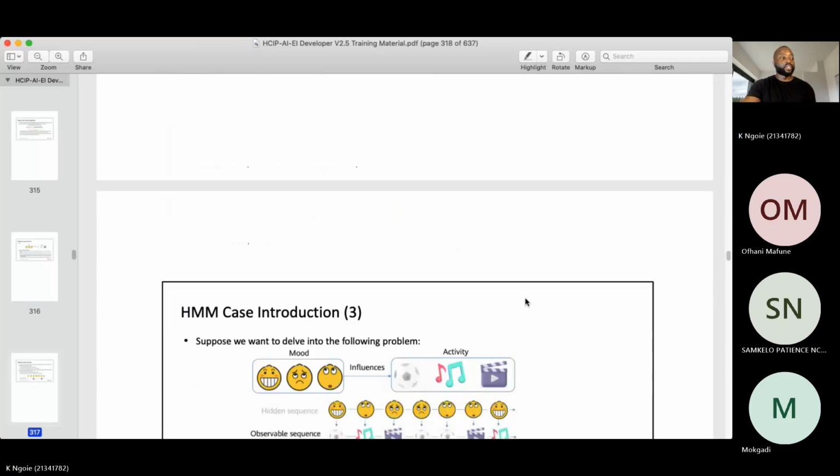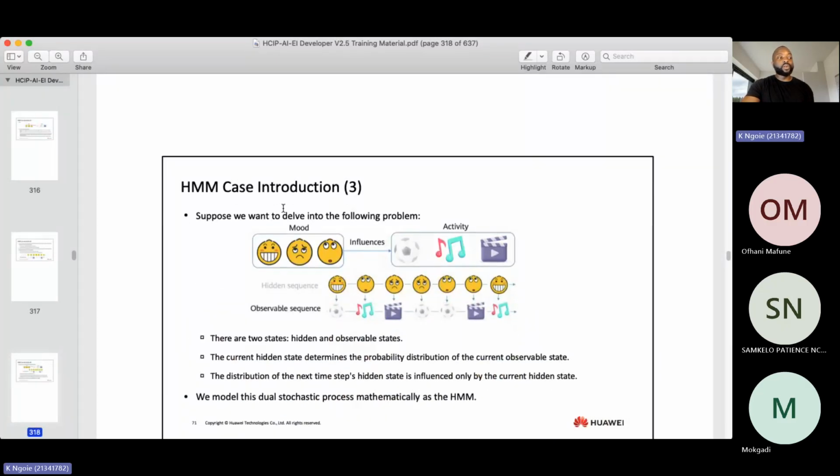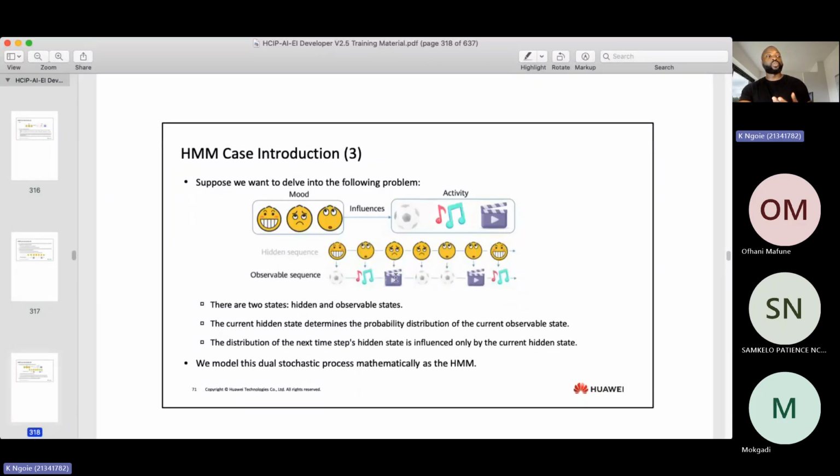All right, so suppose we look at this problem. Now we're going to have this sequence that is going to happen there. So there will be 2 states, hidden and observable state. Now, because we know that the mood will influence the activity, we're going to have those hidden states, which are the mood, and the observable states, which are the activity.